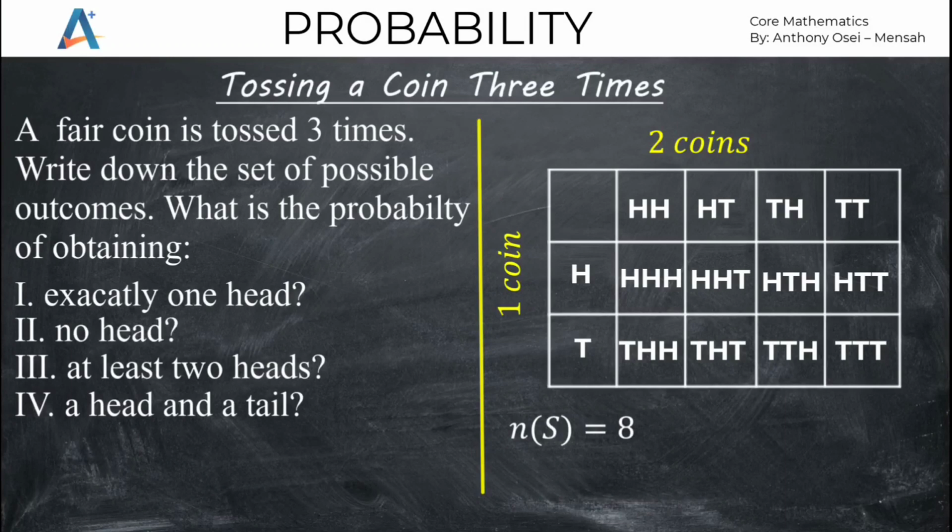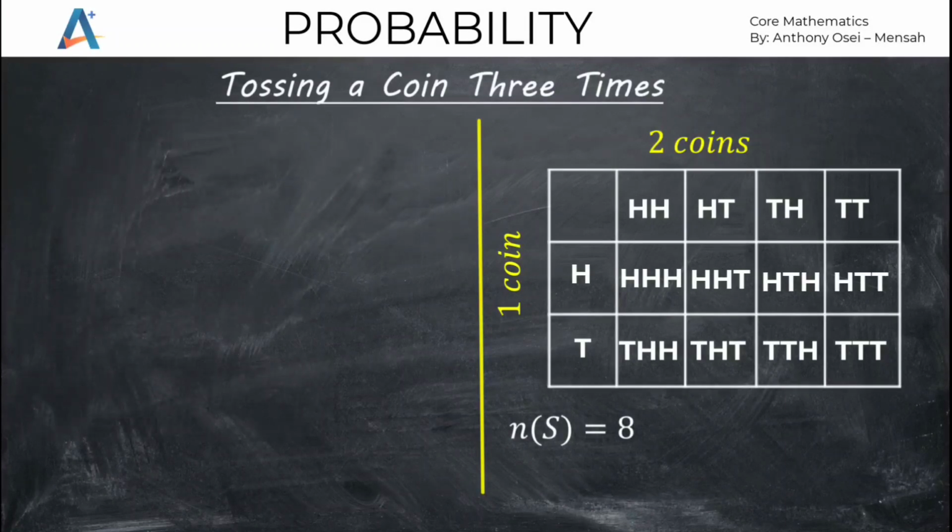For part I, it says exactly one head. Then if you want exactly one head, let's check the ones that have exactly one head. And I want you to note something here. The fact that we are looking for exactly one head doesn't mean there will be no other ones. The head must just be one, but there will be two tails because three things are there. We have three things in each one of the boxes. So if three things are there, we want only one of them to be a head.